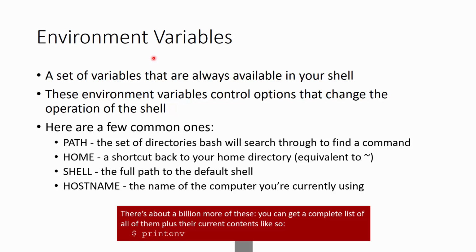So here's some of the common ones. There is a variable called path, and it contains a colon delineated set of directories that bash is going to use every time you run a command. We'll show an example of that here in a sec. There's another one in there called home, which is a shortcut back to your home directory. It also has shell, which is the full path to where your shell is, hostname, the name of the computer you're using. There's a ton more of these things. You can get the total list with printenv, print for environment variables. That works great for getting the complete list. So feel free to take a look at that.